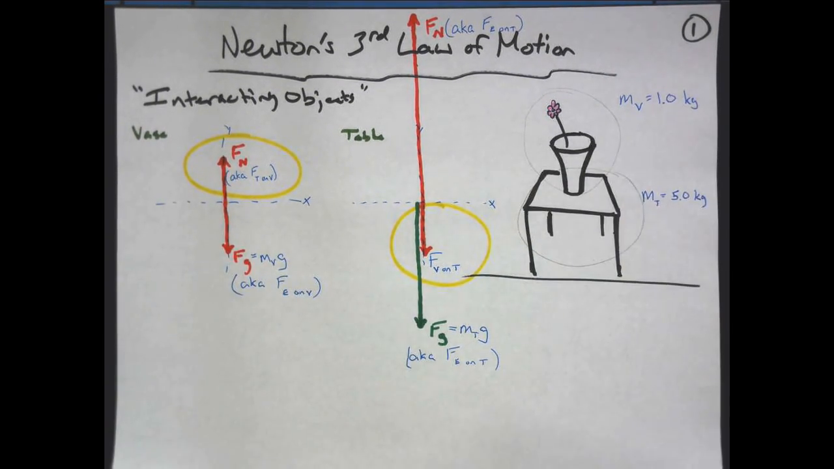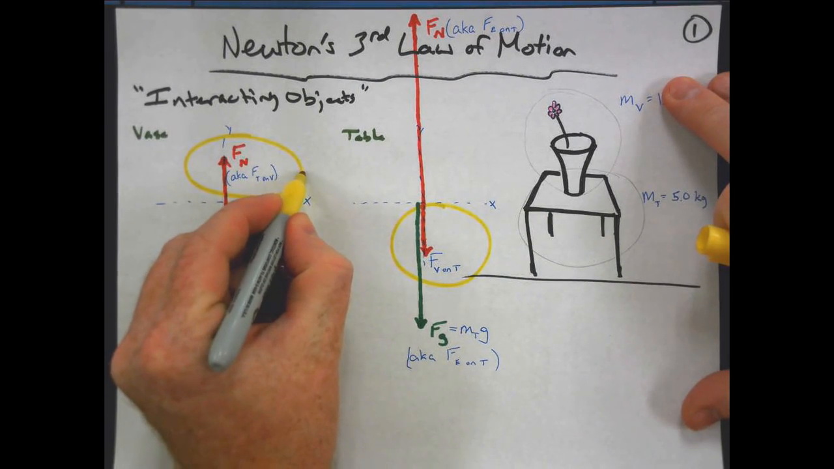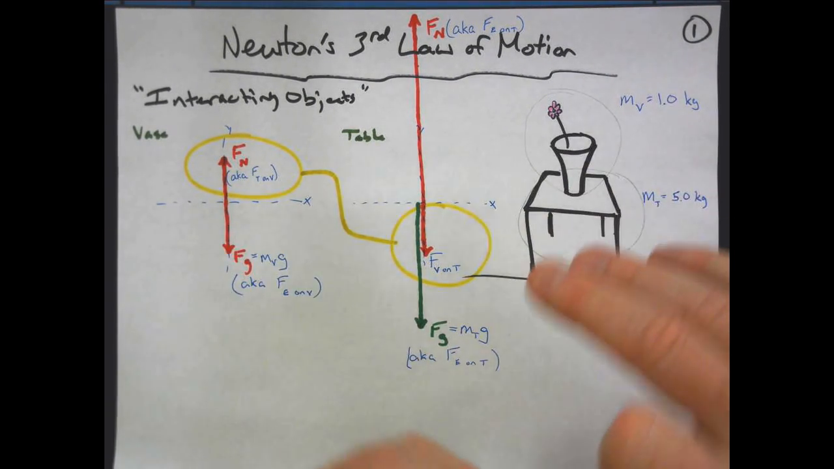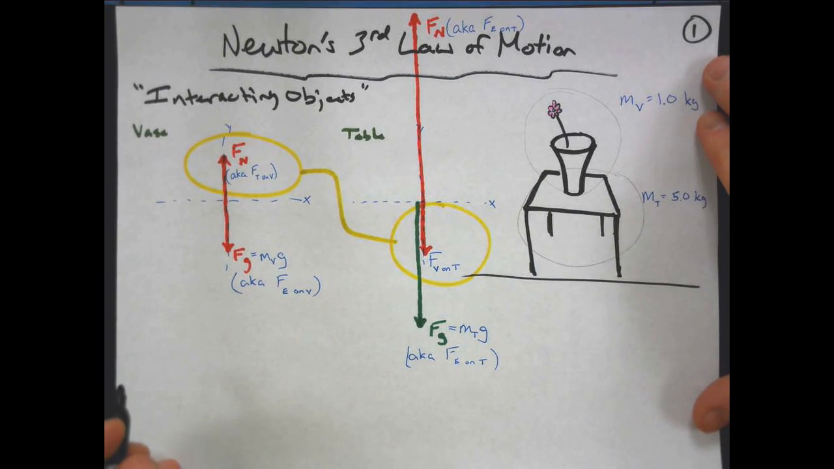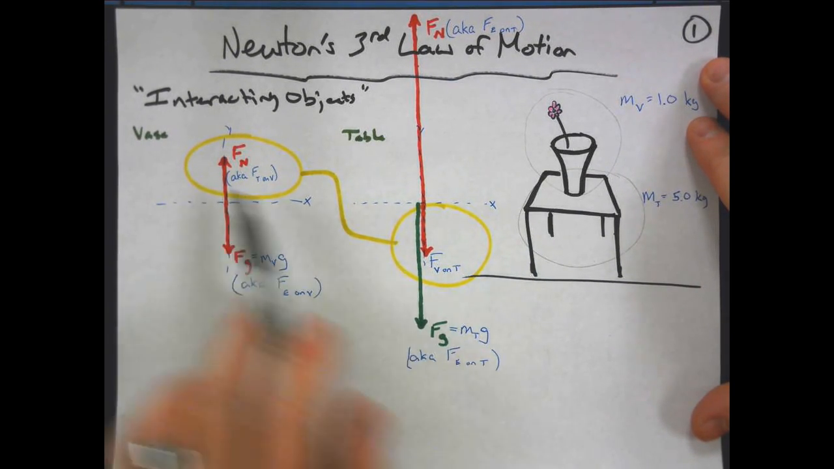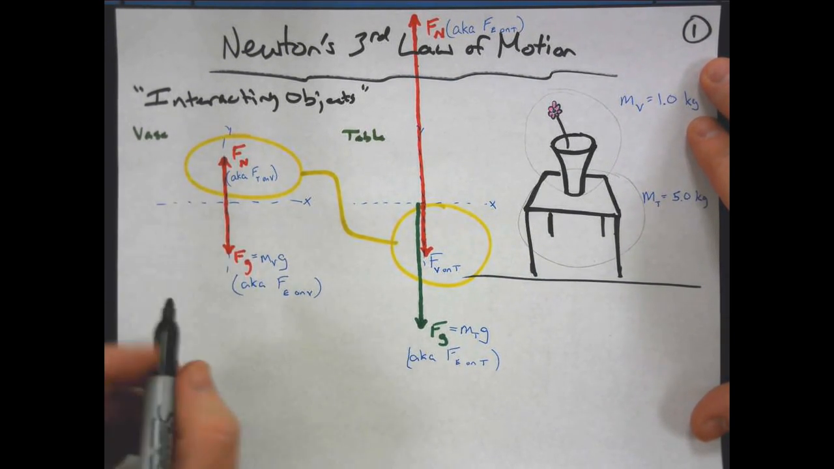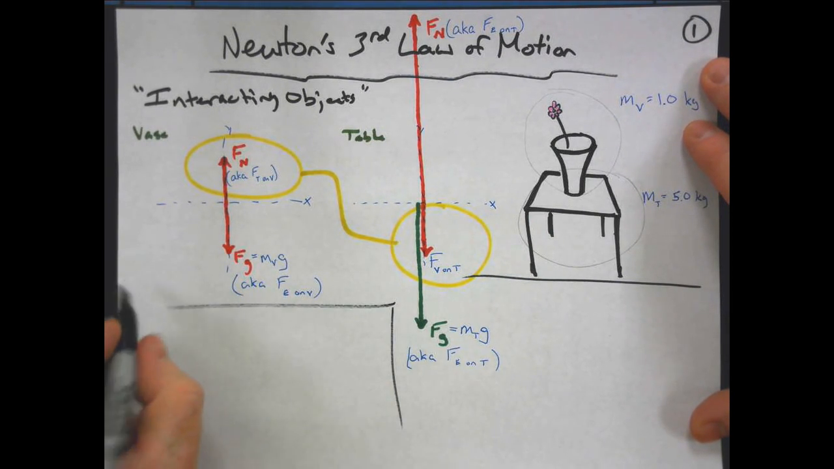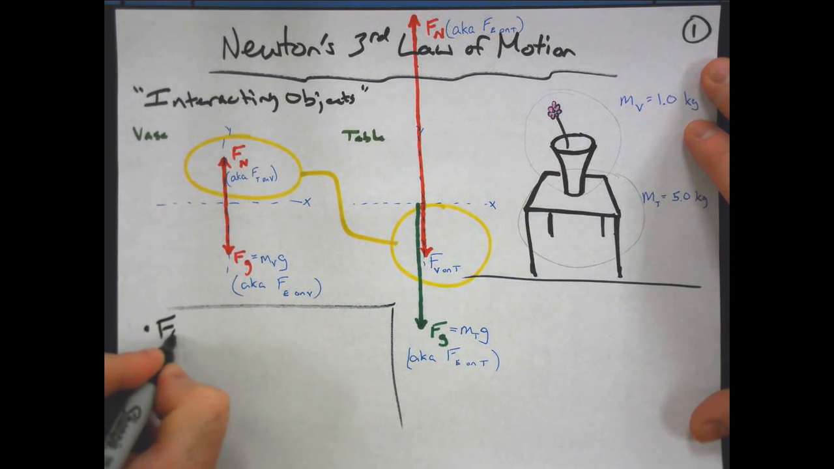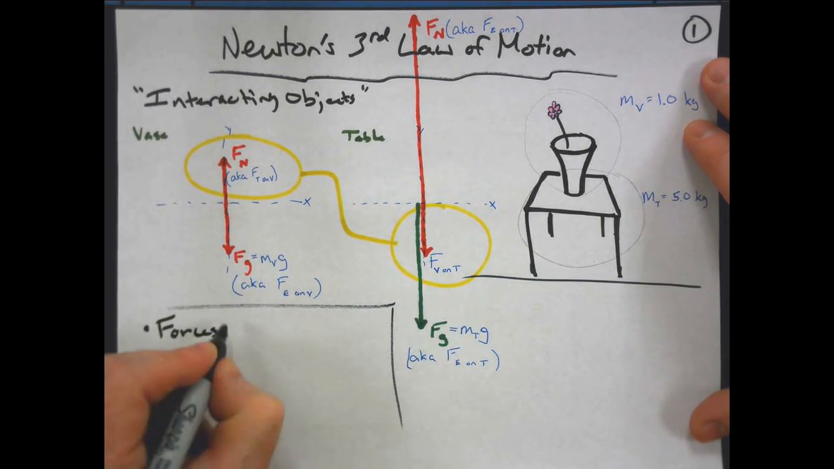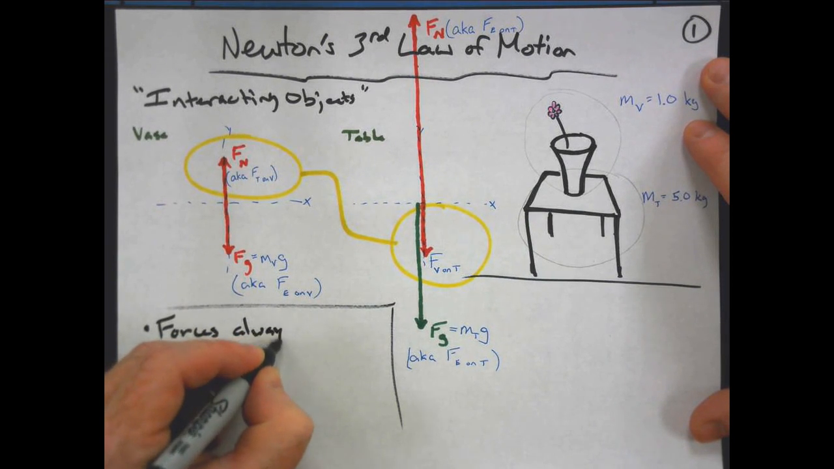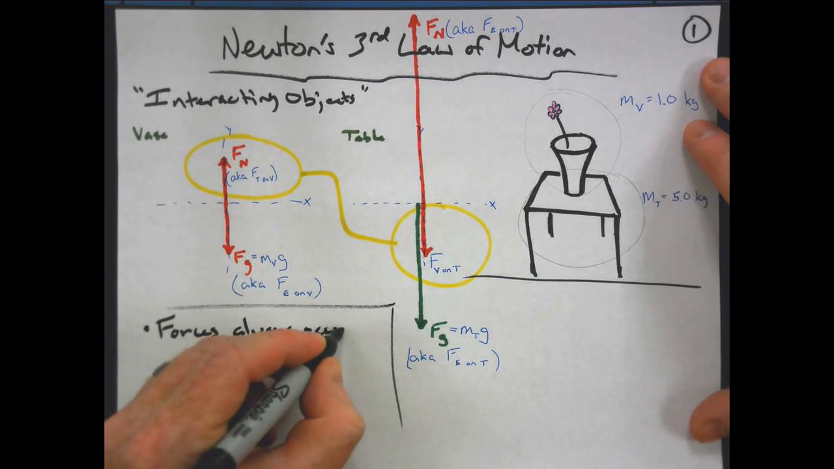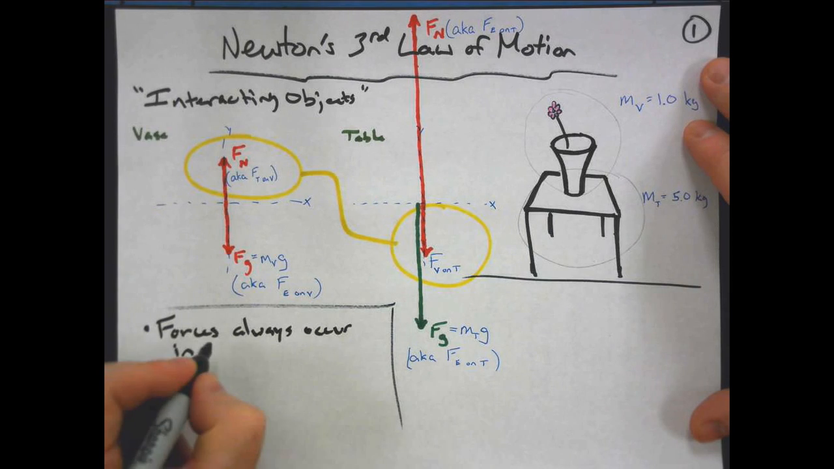We have, let me make sure I connect those. Those two forces are what are sometimes called a force pair. I call them twins once in a while. Now, we'll look at those, so about Newton's third law. Some things to write down. Make sure you remember this stuff. Forces always occur in pairs.